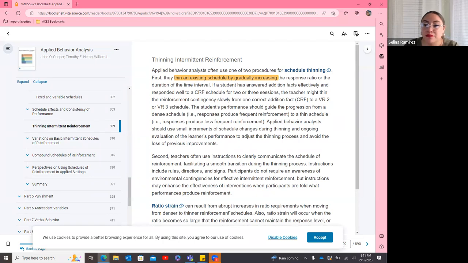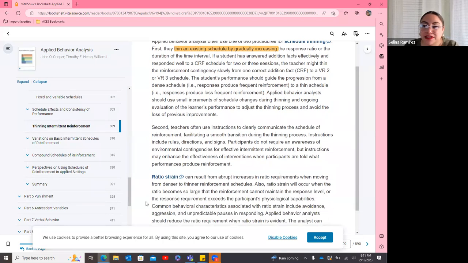It can result from an abrupt increase in ratio requirements when moving from a denser to a thinner reinforcement schedule. Also, ratio strain will occur when the ratio becomes so large that the reinforcement cannot maintain the response level. So this is what we always say about reinforcement not equaling the response. The amount of effort doesn't equal the reinforcement or how often you're giving me reinforcement. So now you caused the poor little baby to go into ratio strain.